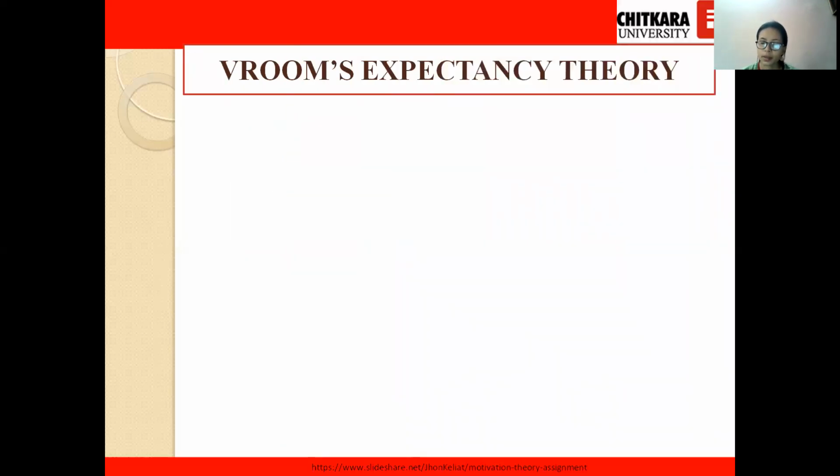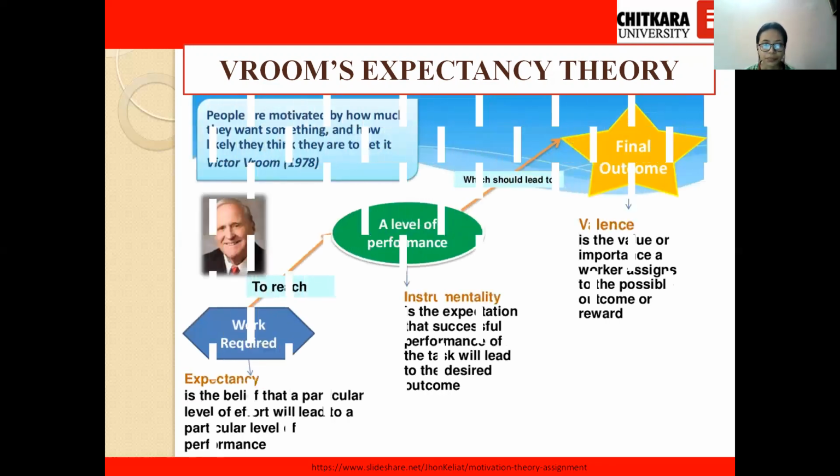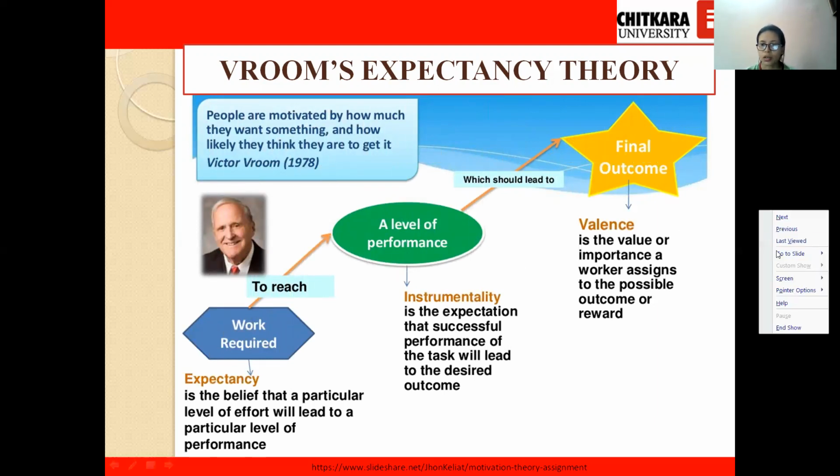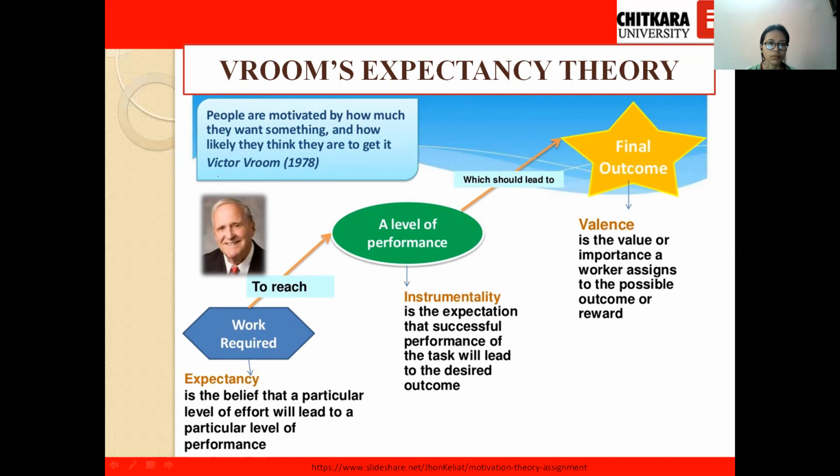So in Vroom's expectancy theory, we have known that there are three main things. One is valence, V, I is instrumentality, and E is expectancy. And when these three things combine together, we can find a good motivation within an individual. This Vroom expectancy theory was founded by Victor Vroom, 1964.